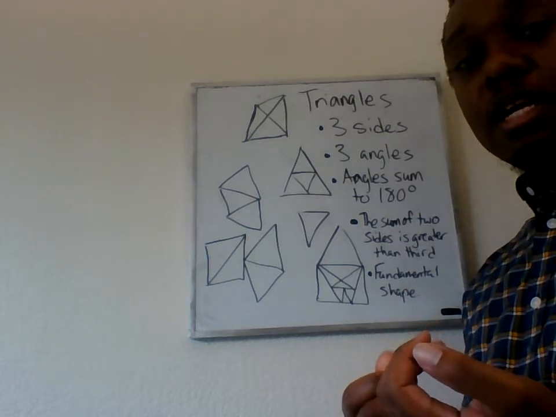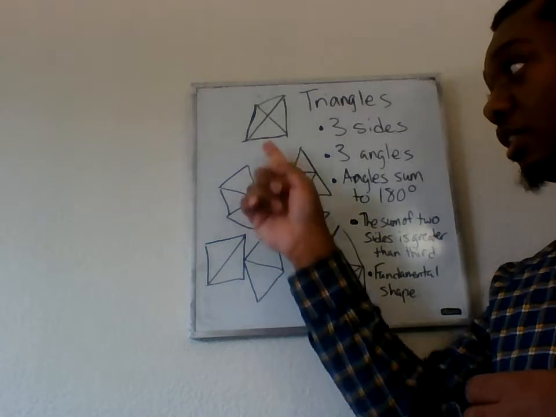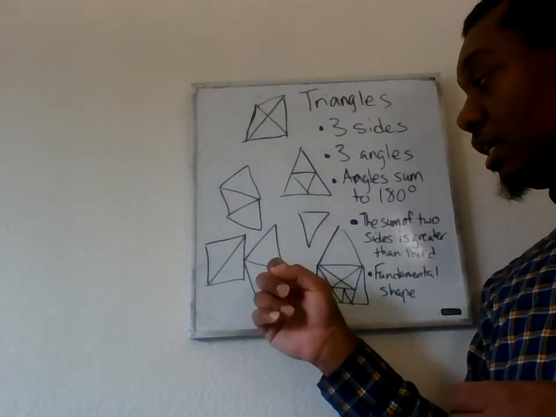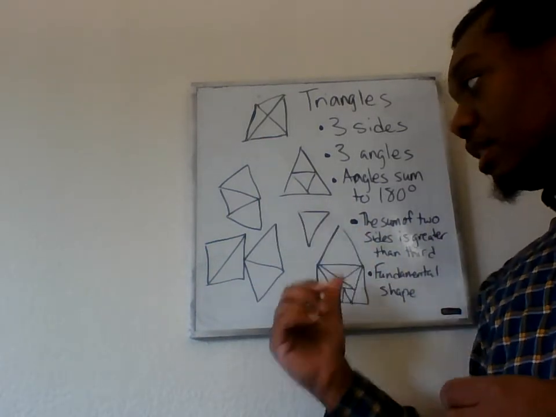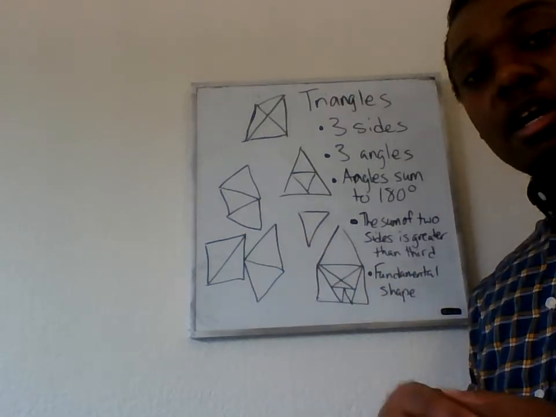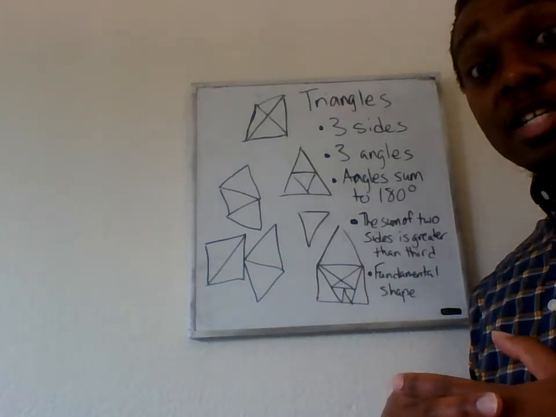So as we move on, looking at other things, like quadrilaterals, pentagons, and other shapes, as you can see, you can break them up into a bunch of triangles.